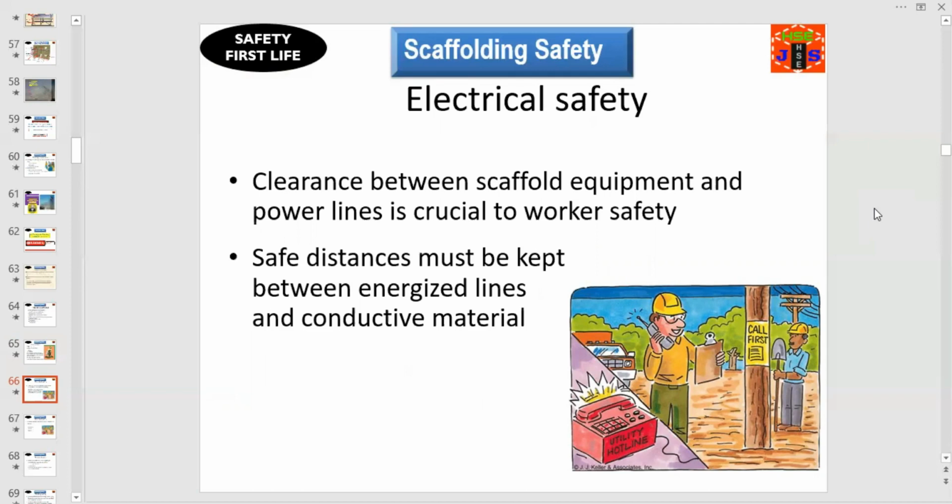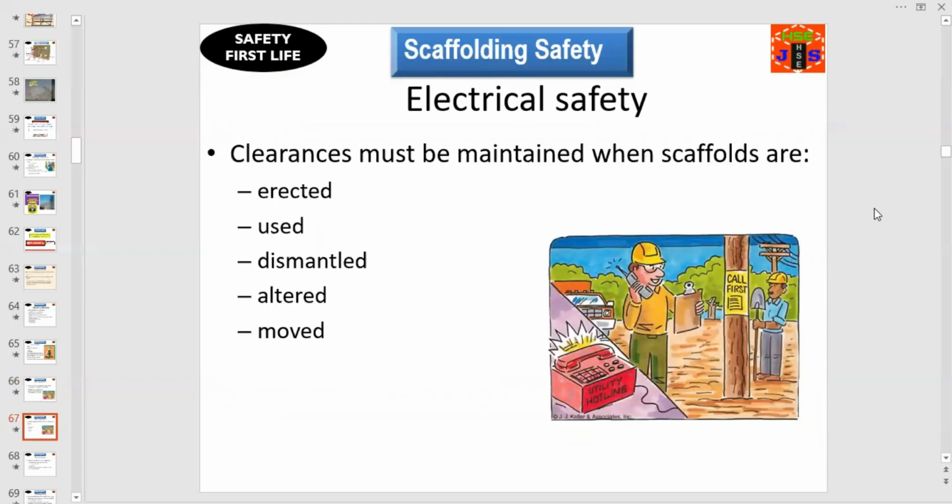Dear friends and fellows, let us start discussing different hazards separately. How electricity can affect workers on a scaffolding structure. To avoid electrocution, clearance between scaffold equipment and power lines is crucial to worker safety. Safe distances must be kept between energized lines and conductive material. Clearances must be maintained when scaffolds are erected, used, dismantled, altered, or moved.